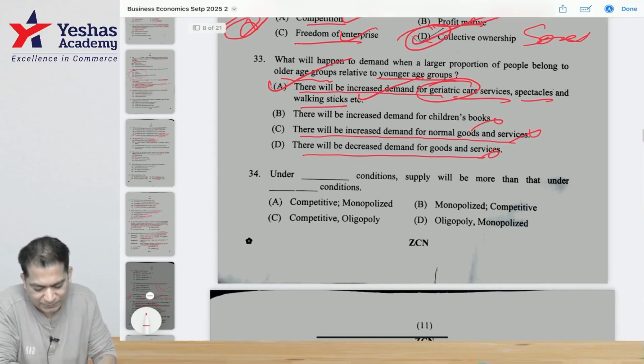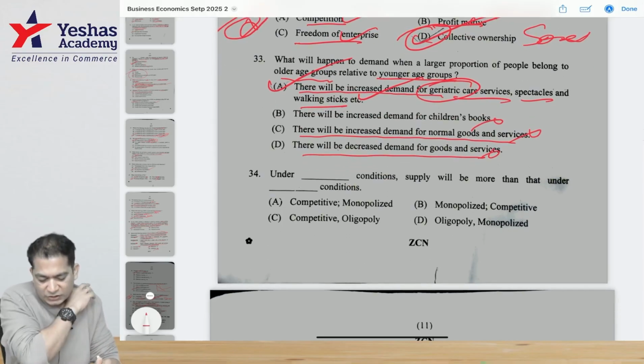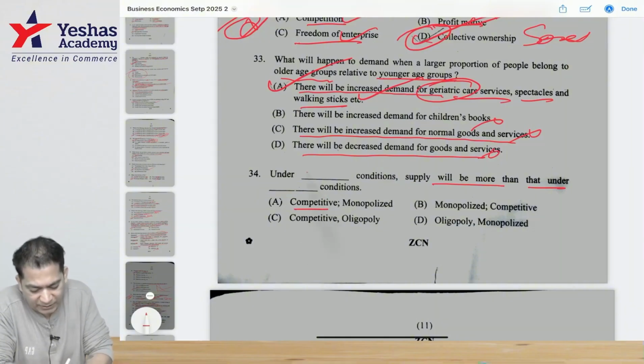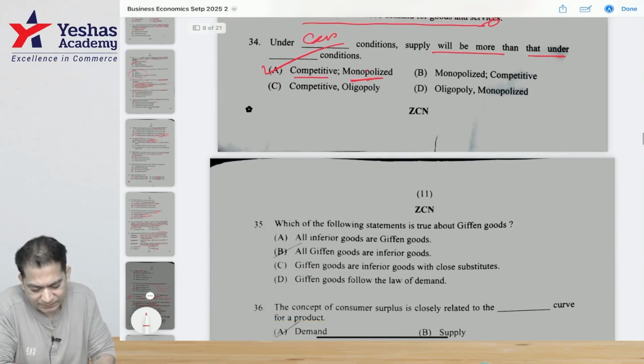Direct question, very simple. Under which condition will supply be more than demand? Under competitive condition, the supply will be more than under monopolized condition. So that will be the answer. Option A is the answer.